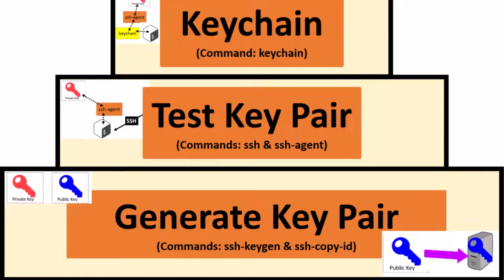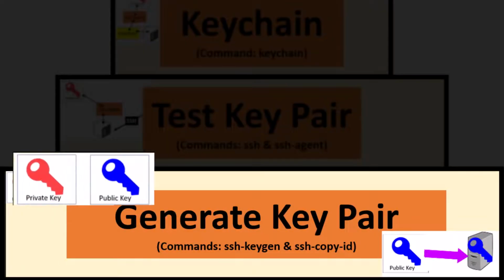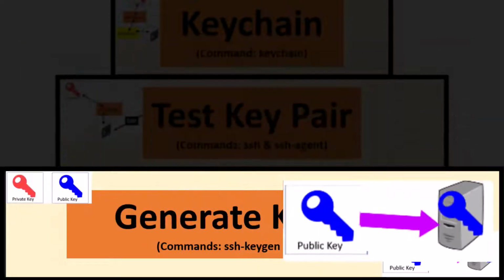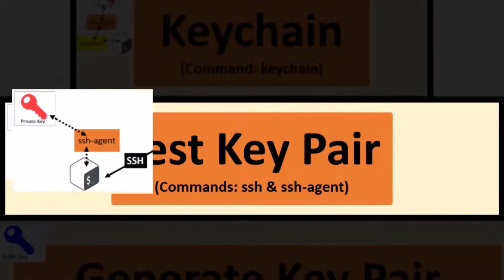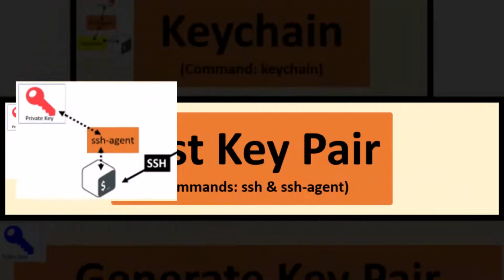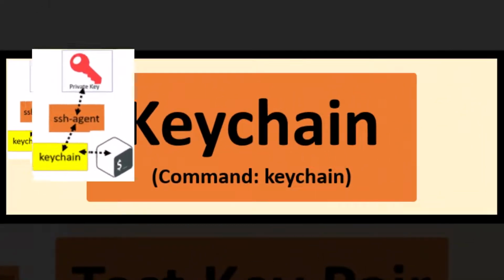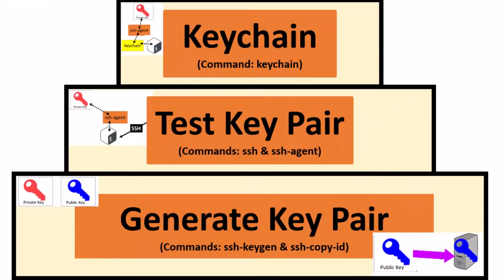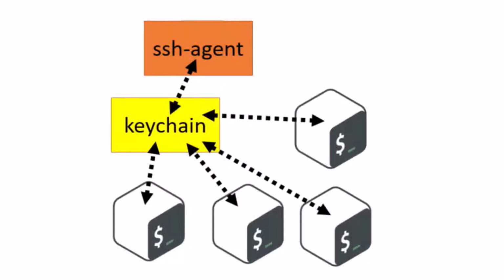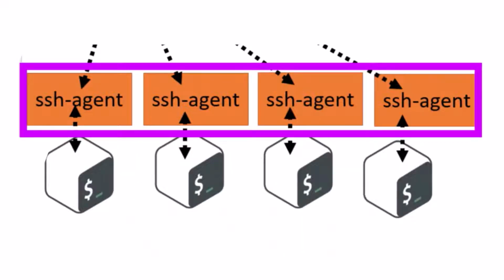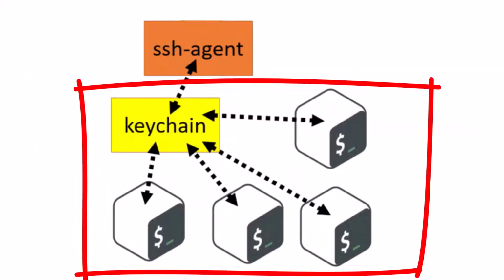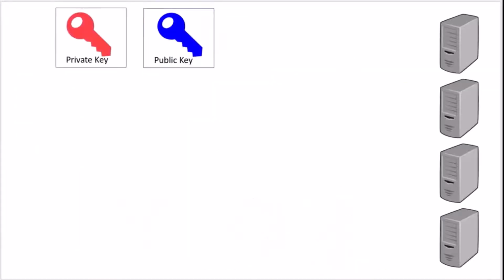Here's the road we traveled to implement Keychain. We generated our key pair and transferred it. We tested our private key, then implemented Keychain. The main benefit of Keychain is having to enter your passphrase per reboot instead of per shell login. This solution scales very well when you spawn multiple shells and when you have to connect to dozens, hundreds, and even thousands of servers.